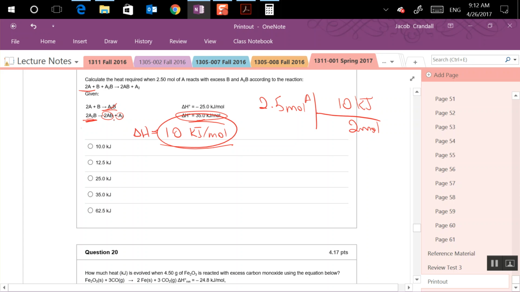Okay. Now, if I did have to reverse a reaction, what would I do to the delta H here? I would change the sign. If I had to multiply this by 2, what would I do to the delta H? Multiply it by 2. So whatever you do to the reaction, you have to do to your delta H. And that's Hess's law. Just reorganizing that.